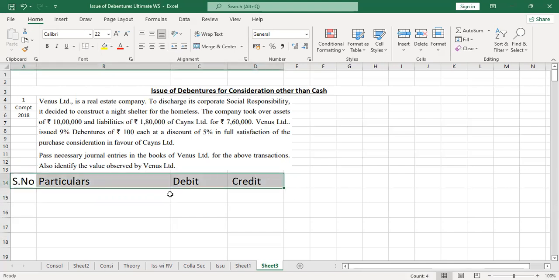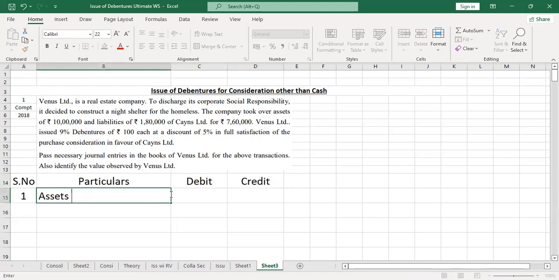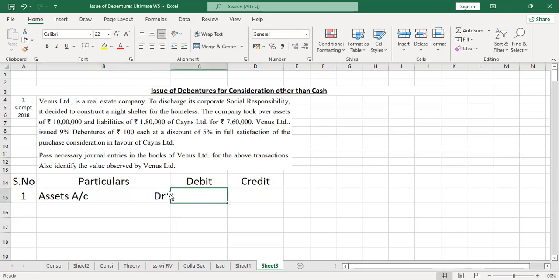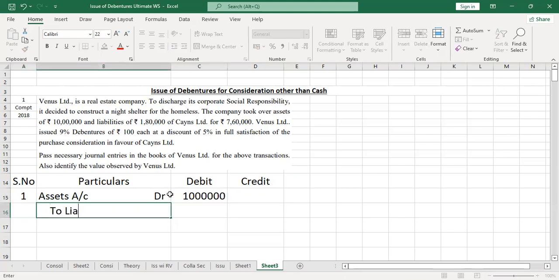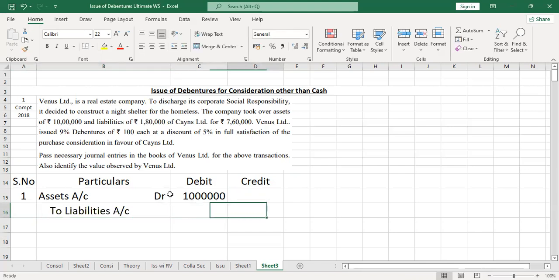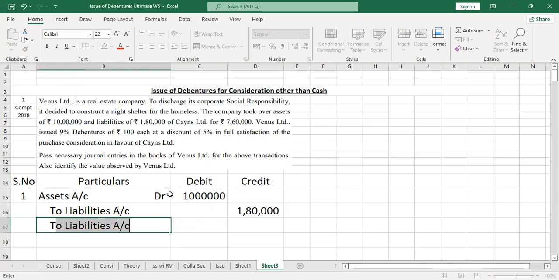So it will be assets account debit with the agreed amount of assets taken over. It's 10 lakhs. To liabilities account credit with the agreed amount of liabilities taken over, which is 1 lakh 80,000. To Keynes Limited, the vendor from whom we are buying the assets and liabilities, because we have to pay them now. And therefore, a liability is increasing. Therefore, we're crediting them for 7,60,000.